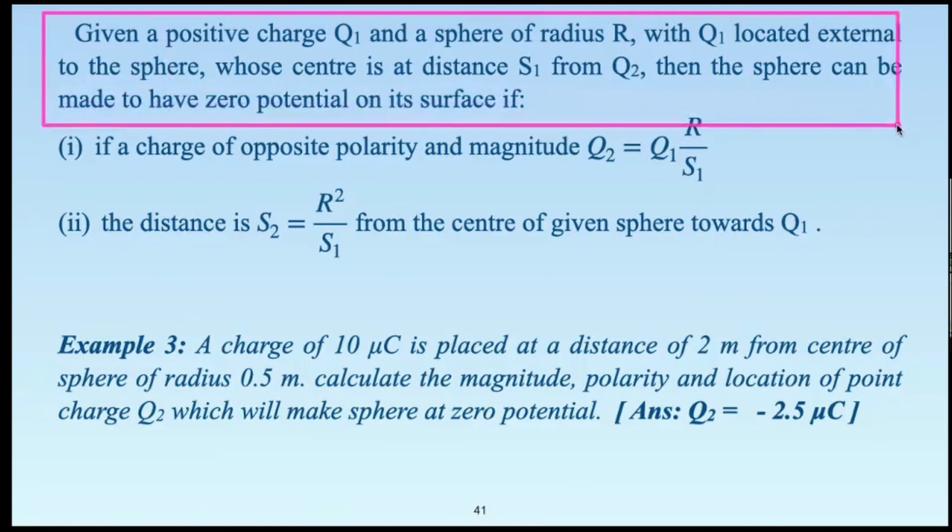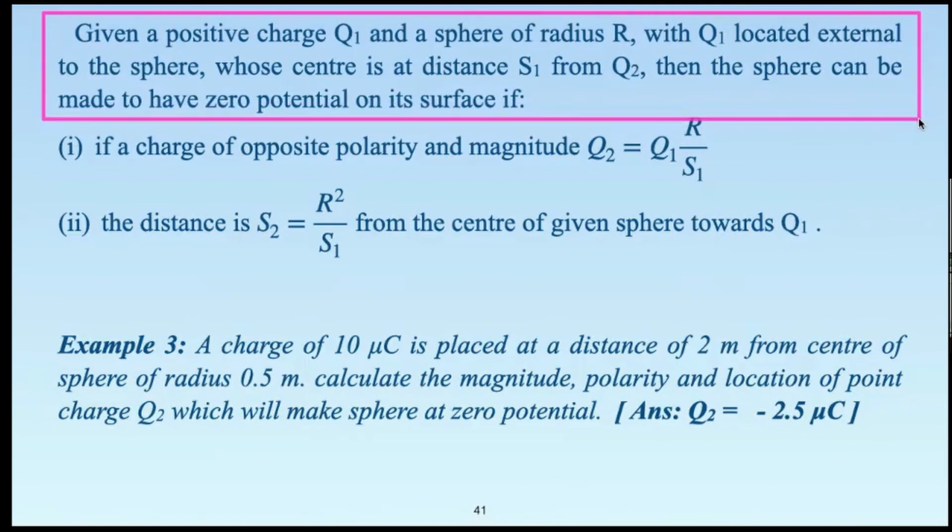Given a positive charge Q1 and a sphere of radius R with Q1 located external to the sphere, whose center is at a distance of S1, everything is visible in the diagram. From Q2, the sphere can be made to have zero potential on its surface. This is very important; we are trying to achieve this. What are the conditions? If the charges are of opposite polarity and magnitude Q2 is equal to Q1 R upon S1. This is the first condition.